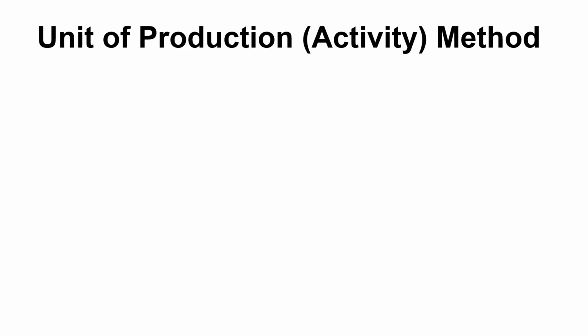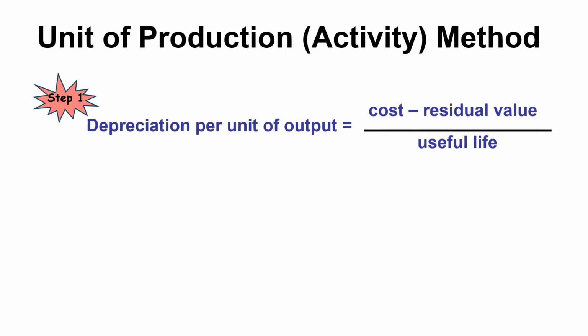So let's look at how the unit of production method works. Step number 1 is to calculate the depreciation per unit of output, which is to take the cost of the asset minus the residual value and divide it by useful life. If you have watched the first method, that is the straight line method video, you will know that the formula for both methods is the same.